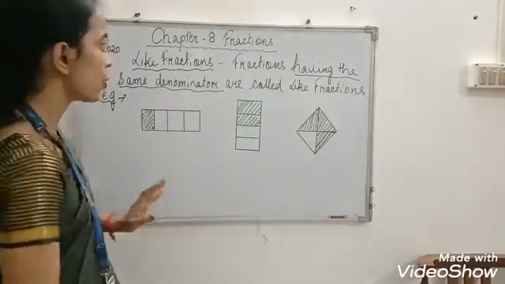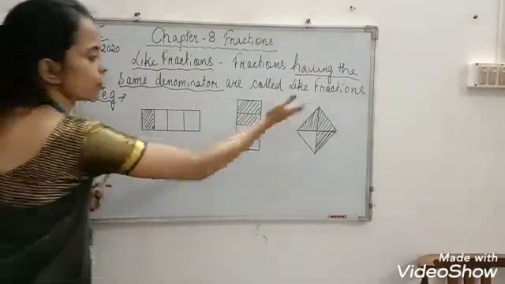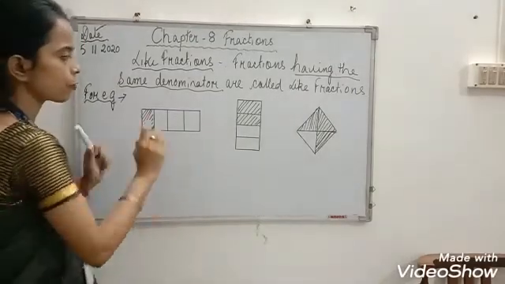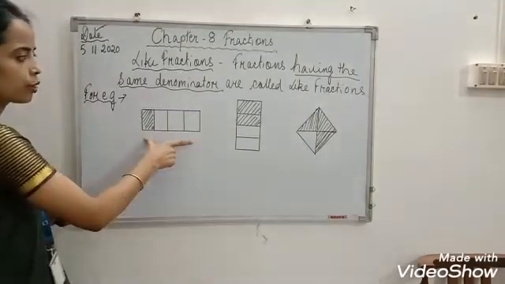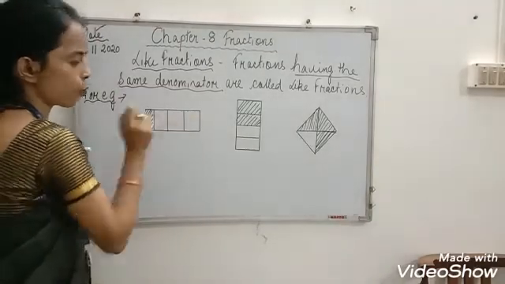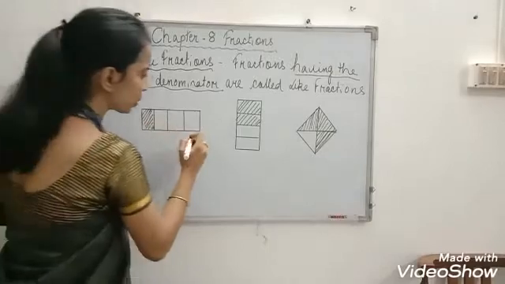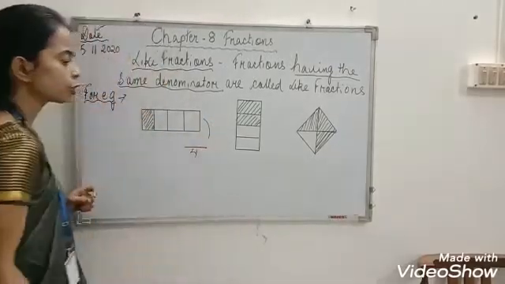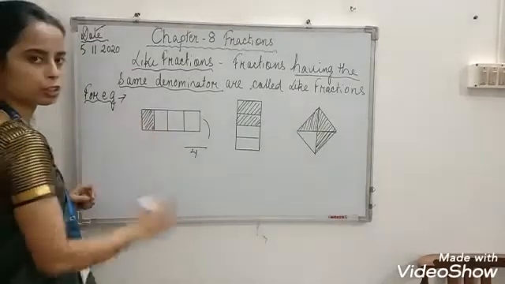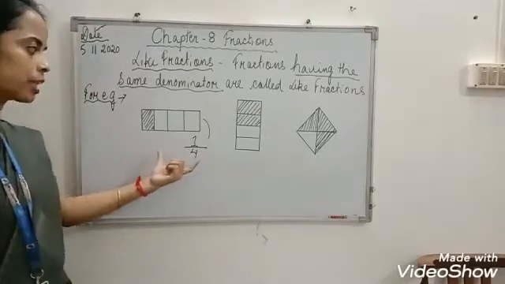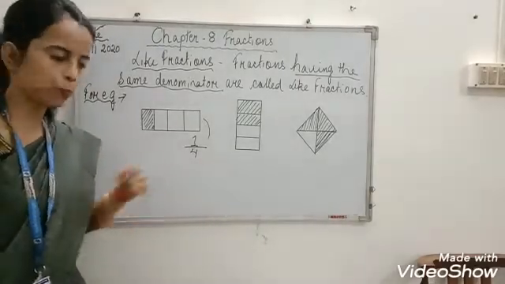Right? So look at this. They're given different shapes. See here, first one. This rectangle is divided into how many parts? 4 parts. 1, 2, 3, 4. So 4 is what, children? Denominator. Out of 4 parts, how many parts are shaded? 1. So as a fraction, we can represent it as 1 by 4.